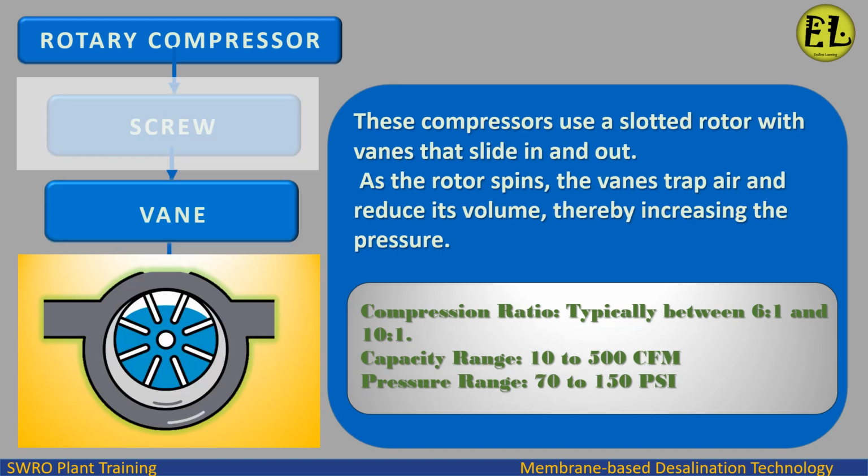Vane rotary compressor. These compressors use a slotted rotor with vanes that slide in and out. As the rotor spins, the vanes trap air and reduce its volume, thereby increasing the pressure. Compression ratio, typically between 6:1 and 10:1. Capacity range, 10 to 500 CFM. Pressure range, 70 to 150 PSI.